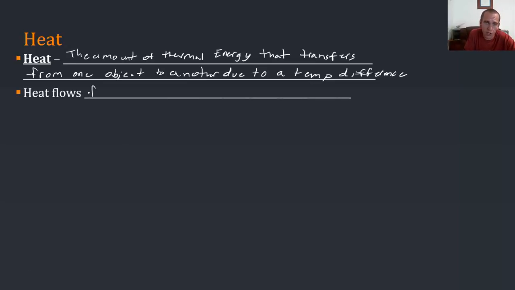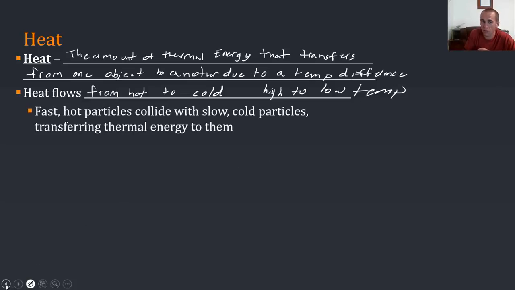Heat always flows from hot to cold, always. And that means from high to low temp. Now, we want to think about why. We're going to look at that in just a minute. There's different things that can happen and different methods this can happen, but it always happens the same way. Fast, hot particles collide with slow, cold particles, transferring thermal energy to them.